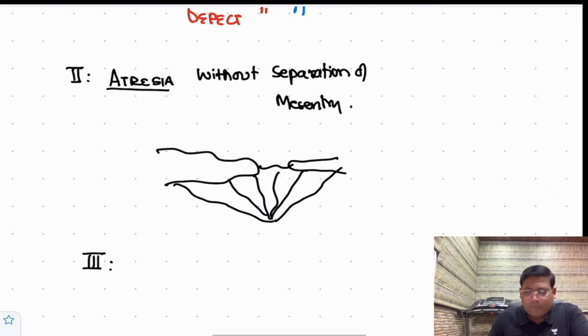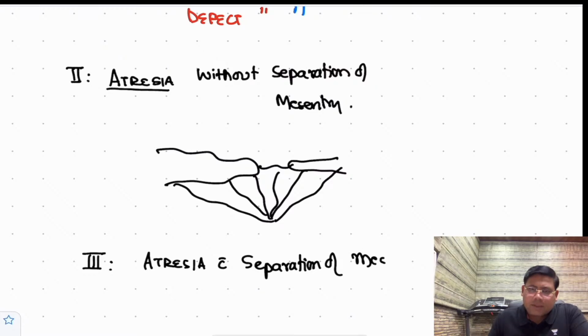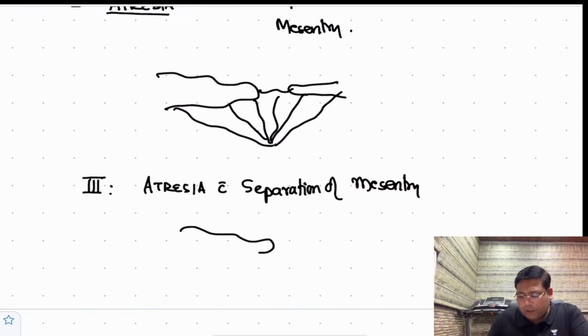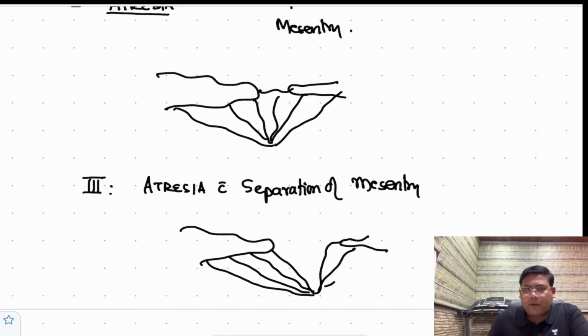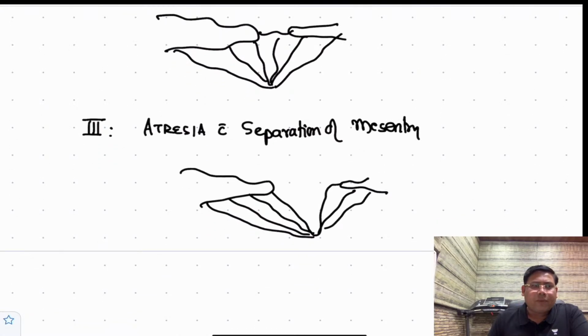Then what is the next one? It is type 3. So it is atresia with separation of mesentery, and this is very important. If you talk about this type of atresia, it is something like this. This is very important. So atresia with separation of mesentery.